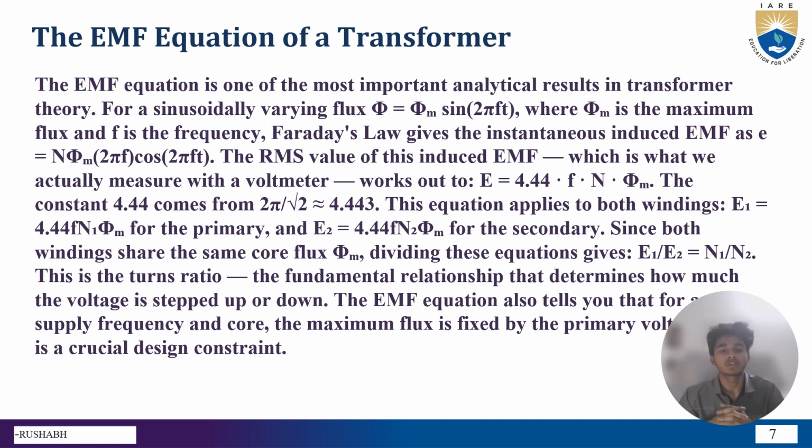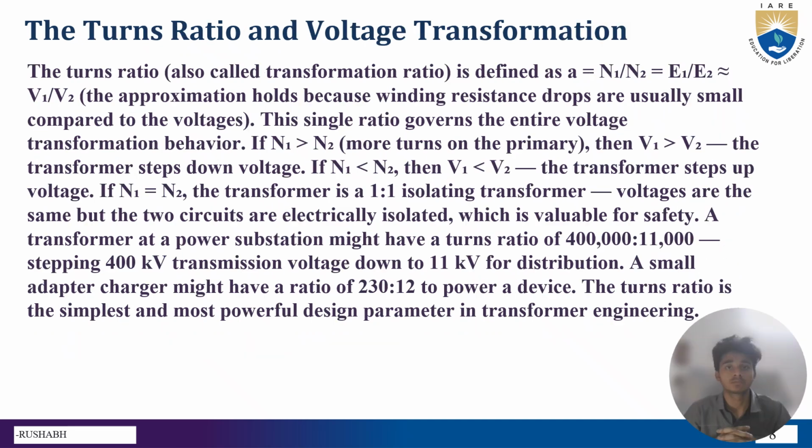Since both windings share the same core flux phi m, dividing the equations gives E1 by E2 is equal to N1 by N2. This is the turns ratio, the fundamental relationship that determines how much the voltage is stepped up or down. The EMF equation also tells you that for a given supply frequency and core, the maximum flux is fixed by the primary voltage, a crucial design constraint.